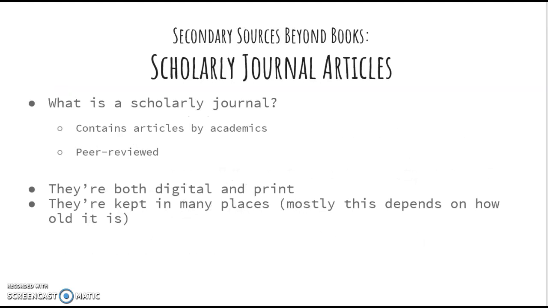So, scholarly journal articles are secondary sources beyond books, and they contain articles by academics. They are always peer-reviewed by academics in this field. They're both digital and print, and they're kept in many places. This mostly depends on how old they are.